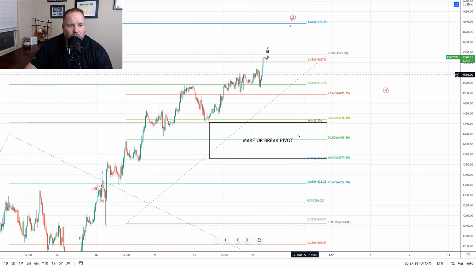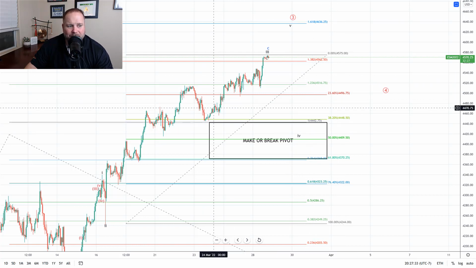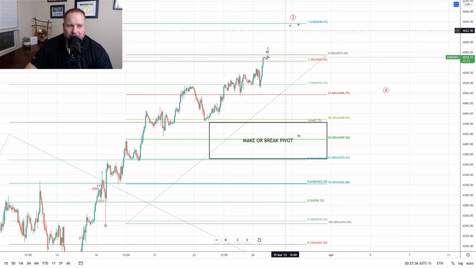Now, again, we will want to see how that pullback takes shape and how deep it comes, but it is possible, okay, that this was wave 4, Roman numeral 4 here, and we're completing wave 3 up towards that 46.36 area, and we would see a pullback from there.